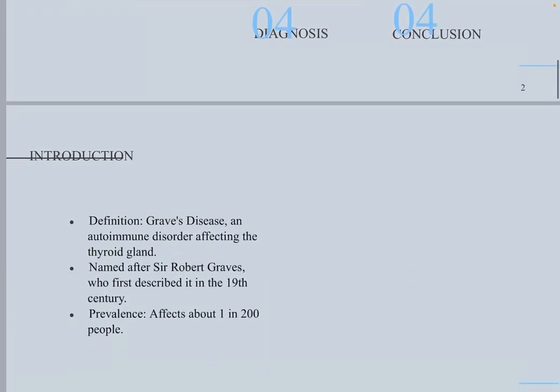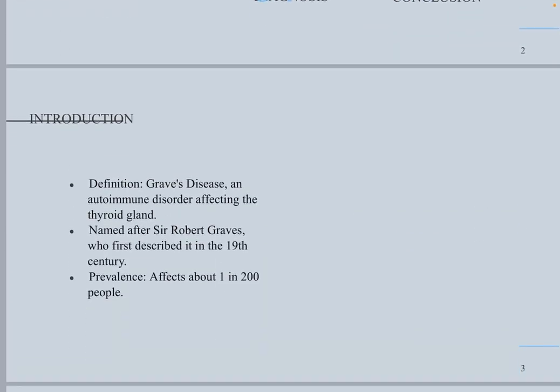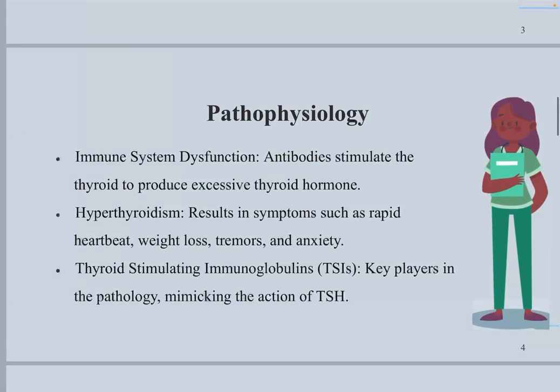Okay, so discussing Graves' disease. Graves' disease is basically an autoimmune disorder which affects the thyroid gland. It was named after Sir Robert Graves, who first discovered it in the 19th century. If we talk about the prevalence, it affects one in about 200 people.